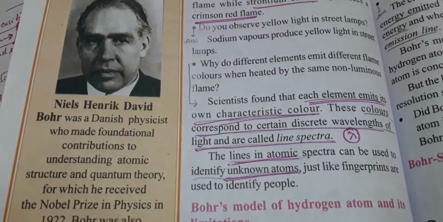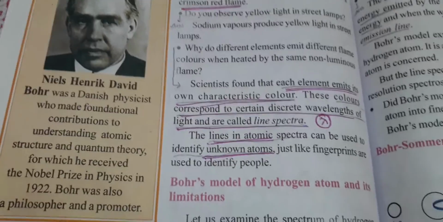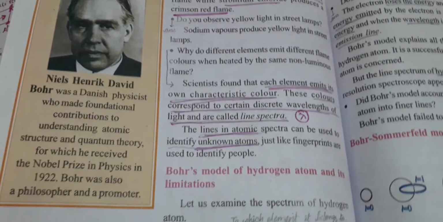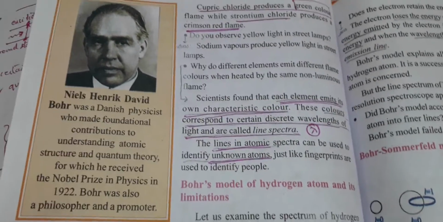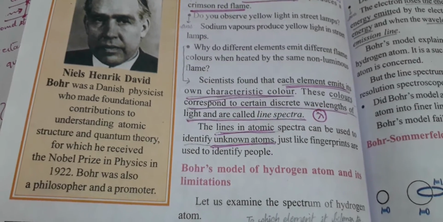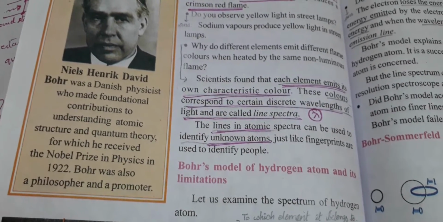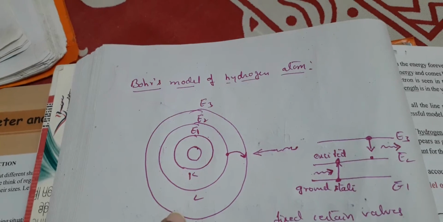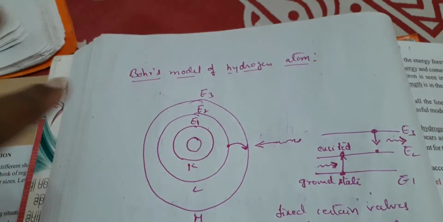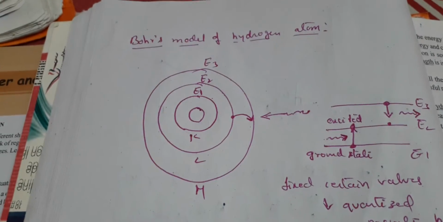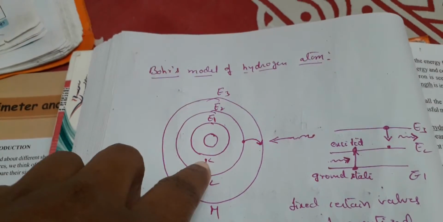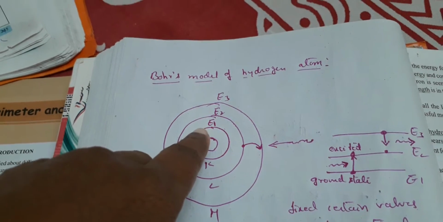Okay, so this is what the scientists have proposed for us, and of course Bohr started explaining this and tried to explain the hydrogen spectra based on this line spectrum concept. Let's see how to do it. So according to Bohr, you know that all the electrons are in different orbits like K, L, M, and each particular orbit corresponds to a particular energy level.